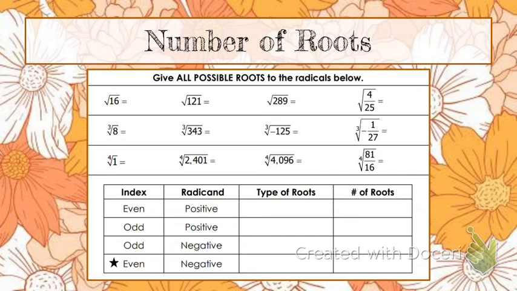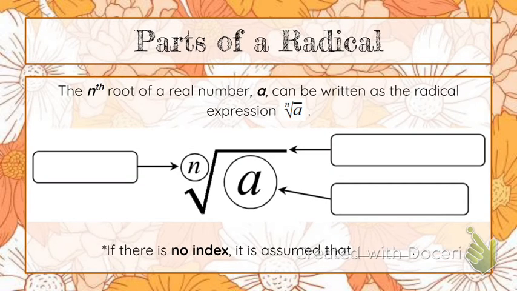All right, so when we talk about radicals, sorry, I skipped a slide. When we talk about radicals, we're talking about the square root symbol, but the radical symbol identifies cube roots and 4th roots and 5th roots and 6th roots and infinity roots. So we need to know how to read them. The nth root of a real number a can be written as the radical expression, the nth root of a. That's how you would read this.